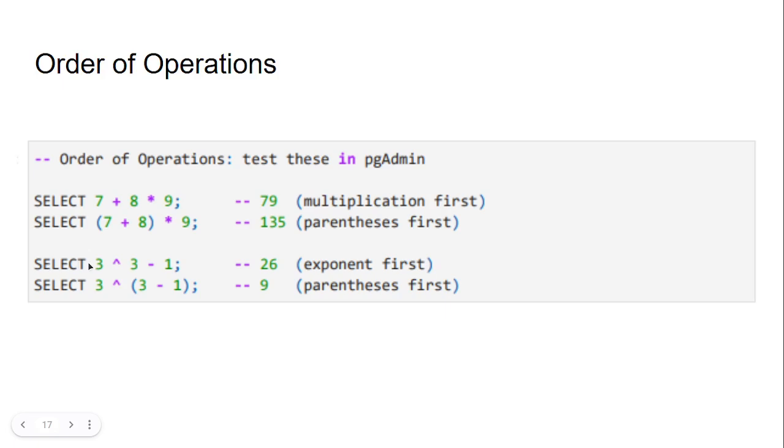So we have select 3 exponent 3 minus 1. That is 26 because it's going to work with the exponent first. Now when we have 3 exponent, 3 minus 1 in parentheses, it's going to work with the parentheses first. That will be 2, and 3 squared is 9. And that's the result that we have here.